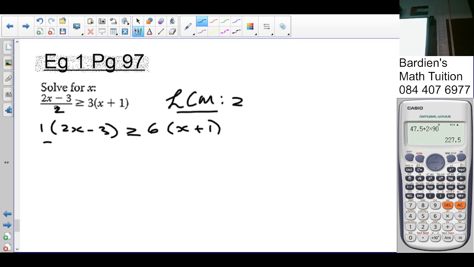So what do we get? 2x minus 3 is more than or equal to 6x plus 6. You all got that? Right?